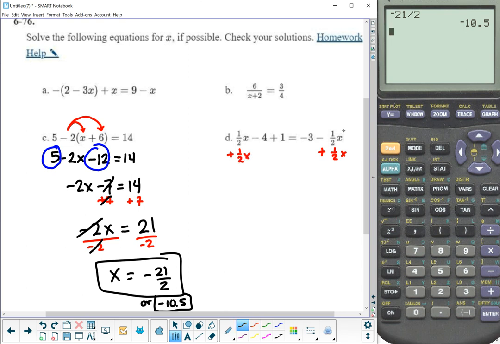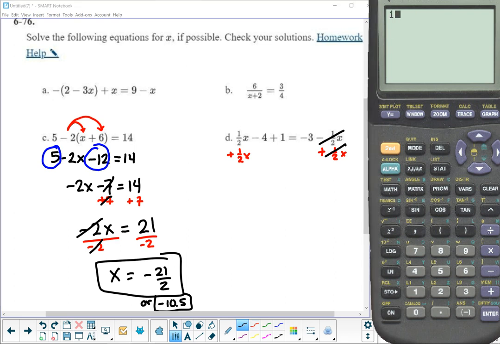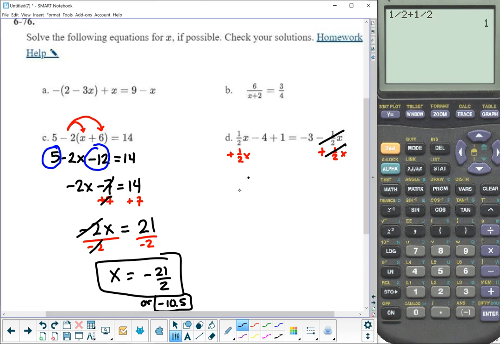Right, this side's going to go away, and 1/2 x and 1/2 x makes, right, or if you're not sure, you could go 1/2 plus 1/2. That makes a whole. So we get 1x, or just x. And then I'm going to go ahead and copy minus 4 plus 1 equals negative 3. Right? And if you work these two out right here, negative 4 and positive 1, you get negative 3. So you get x minus 3 equals minus 3.